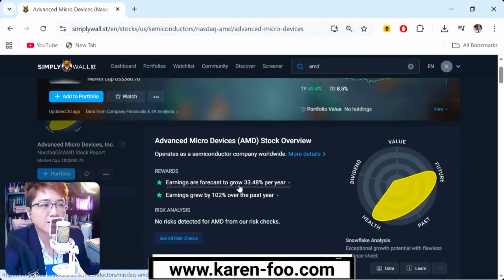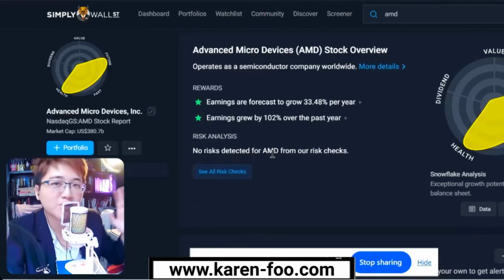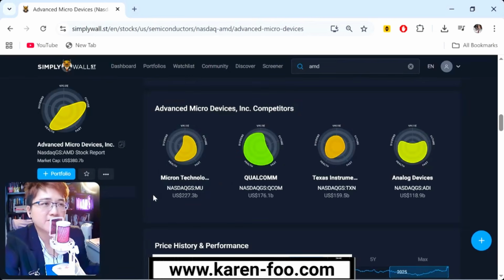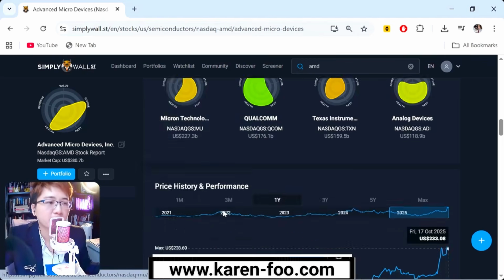Earnings are forecast to grow 33.48% per year. Earnings grew by 102% over the past year. No risk detected from AMD. No risk. Are you sure about that? But this is what I like. Better than Yahoo Finance. Sorry, Yahoo Finance, but you can see immediately which of its competitors are doing better. You can see Qualcomm is doing pretty well because the more green it is, the better the company. So when this whole thing is red color, you better avoid, okay?